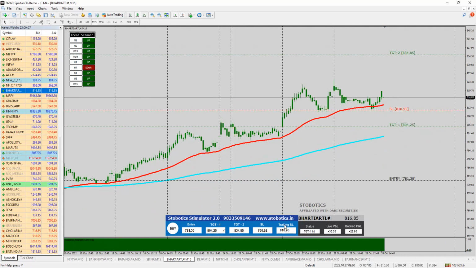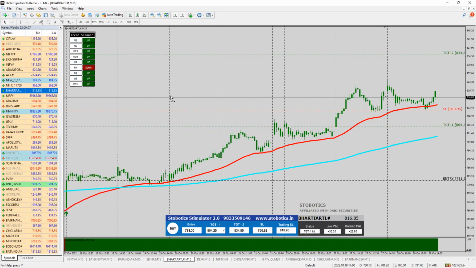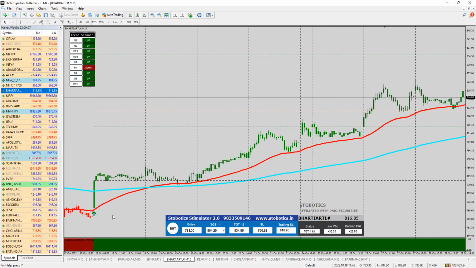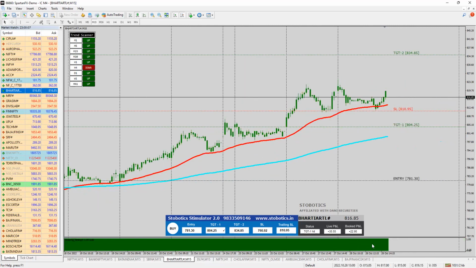Earlier, when there was a 781, 782 entry, the stop loss was 760, on the bottom line you can see. But now the stop loss is 810. Even if it hits, you are still in profit because your entry is at 780. If you are having two lots, one lot has to be booked at target one, and for the other you either hold it for target two or you trail it. That is very simple. Here all indicators gave you a buy signal at the bottom, and all the buyers were also satisfied.